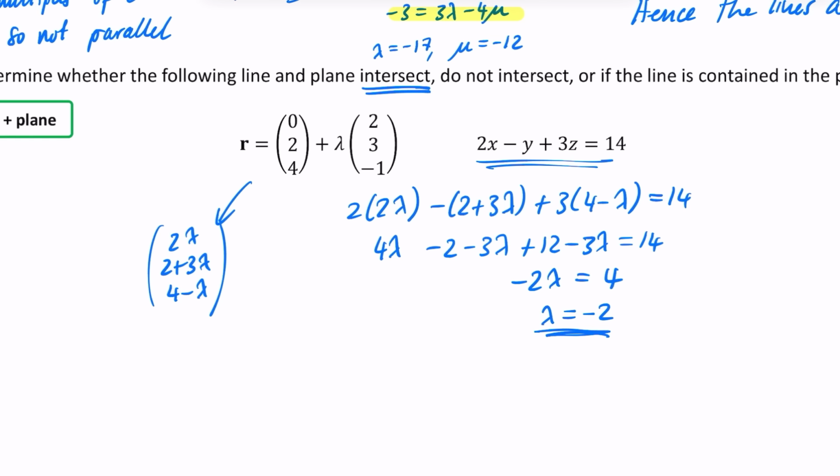So the fact we've just got one solution here, this is telling me that the line intersects the plane. This tells me that it intersects when lambda is equal to -2.